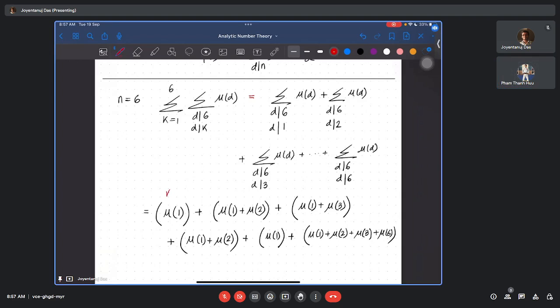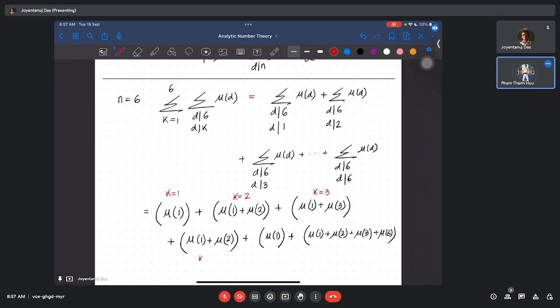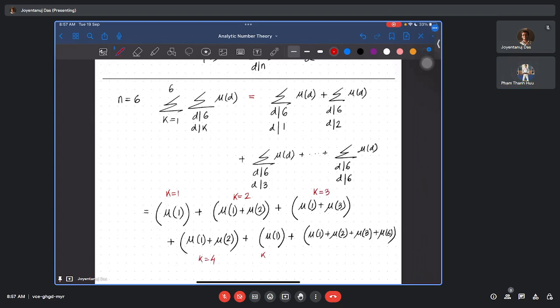So this is k equals 1. This term is k equals 2. This term is k equals 3. This is k equals 4. K equals 5. And this is k equals 6. So these are the 6 terms of the summation, right?